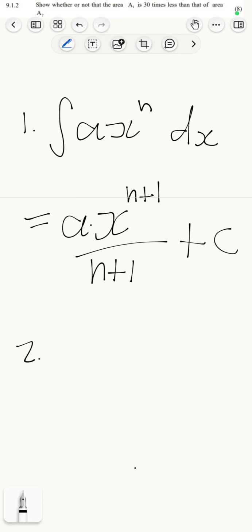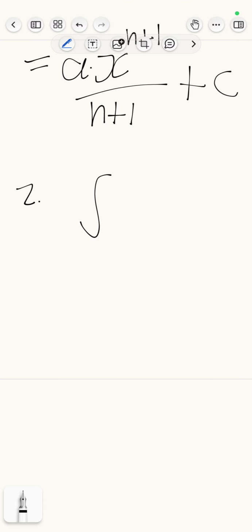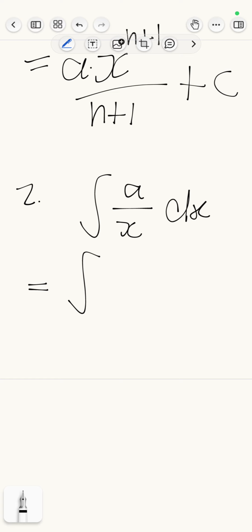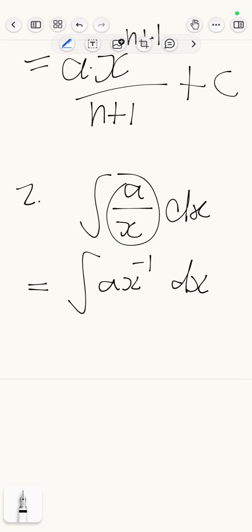The second one: if you are integrating a divided by x dx, what we notice is that x to the power of 1 is the denominator. Or we could also say, since I haven't taken the integral yet, a x to the power of negative 1. In both of these, x to the power of minus 1 is in my expression, and that's how I know I'm going to use my second rule of integration.